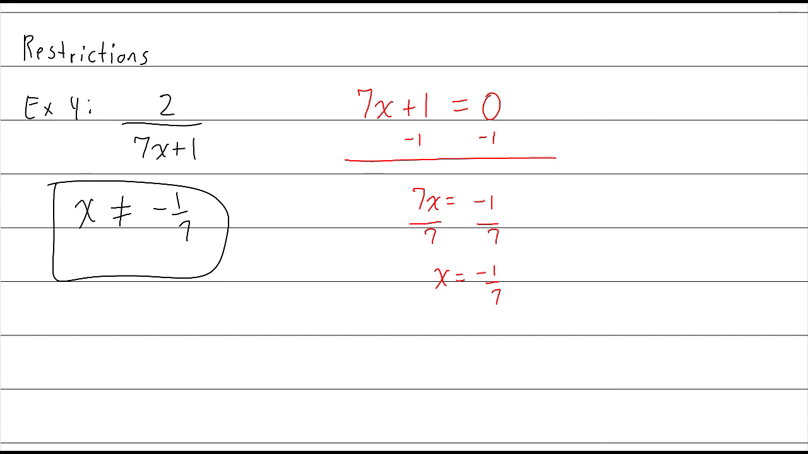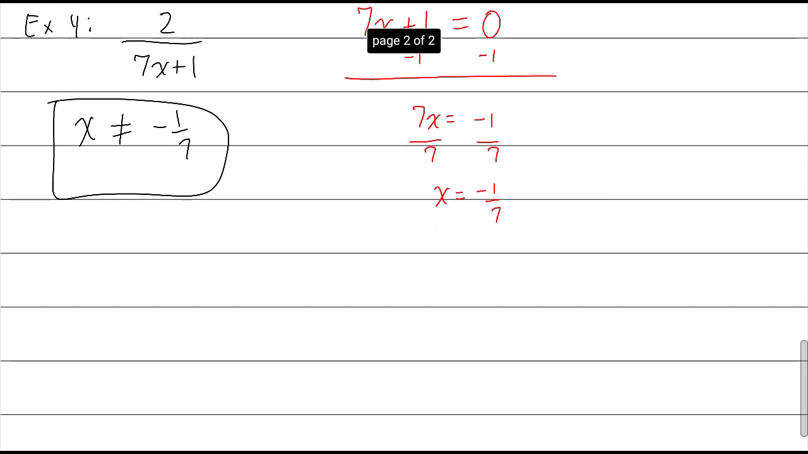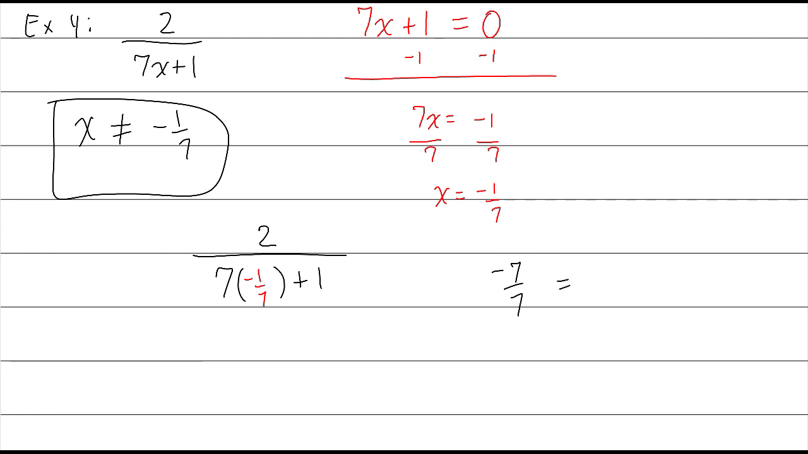I don't know if you believe me, so let me show you. I mean, what else am I going to do? So we have 2 over 7x plus 1, and we just said that negative 1/7 is our restricted value. It's a restriction. We cannot plug it in. Well, watch, I'm going to do it anyway. 7 times negative 1/7 is negative 7 over 7, which is just negative 1. That's going to be 2 over negative 1 plus 1. Well, negative 1 plus 1 is 0. Uh-oh. 2 over 0. Oh, no.